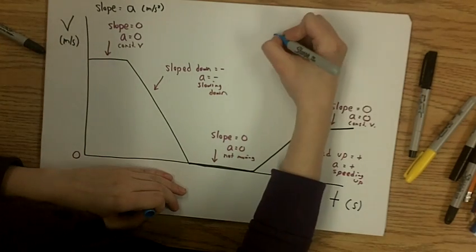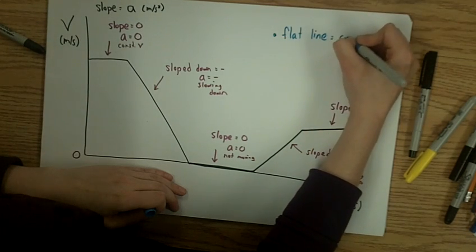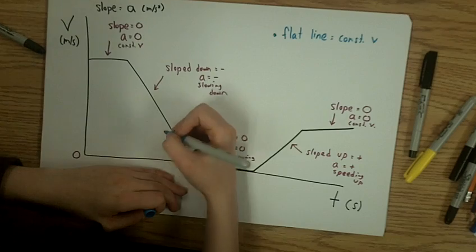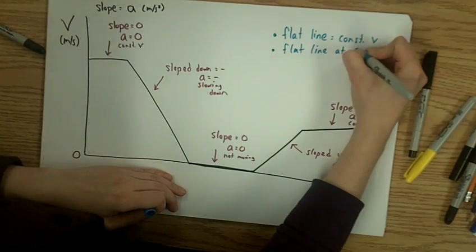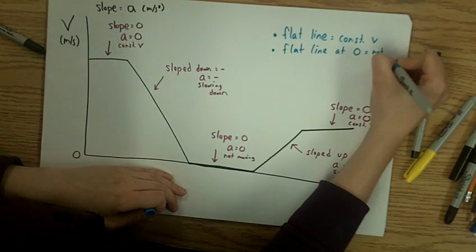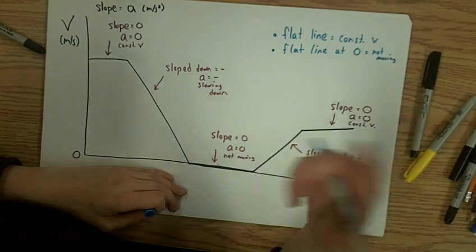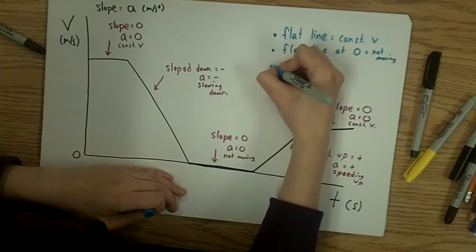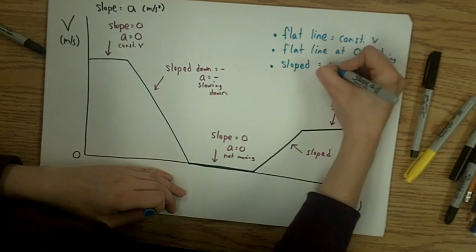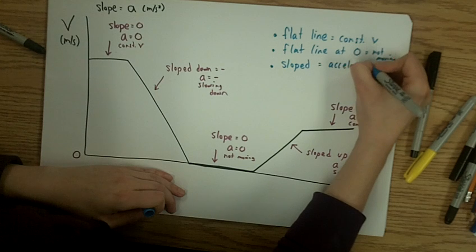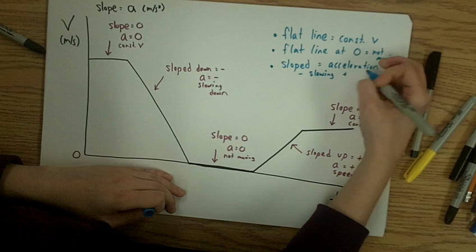So to summarize, on a VT graph, a flat line means constant velocity. A flat line at 0 equals not moving, which is still constant velocity. It's still a flat line. It's just not moving, with a velocity of 0. A sloped line means acceleration. And most of the time, negative means slowing, positive means speeding up.